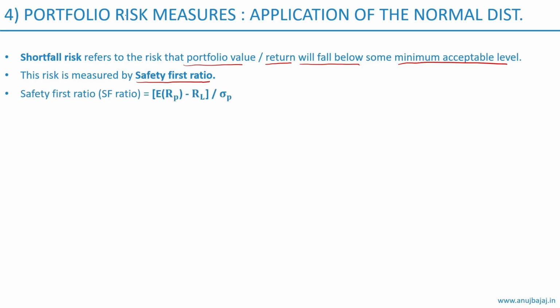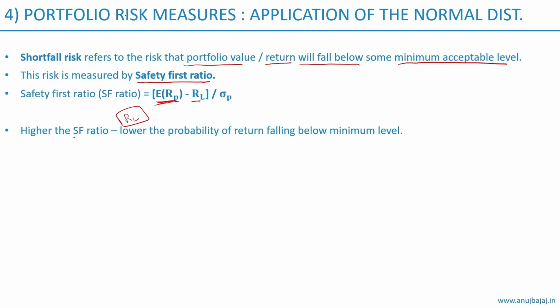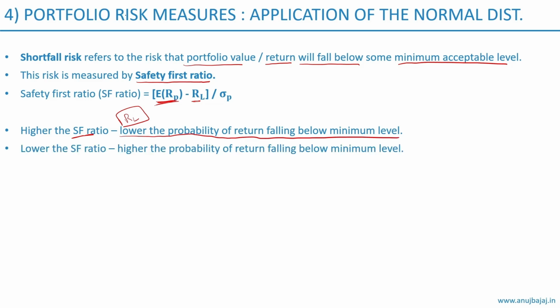The formula of the safety first ratio is the expected return of a portfolio minus the minimum acceptable return, divided by the standard deviation of the portfolio. This is nothing but the number of standard deviations that the minimum acceptable return is away from the mean return of the portfolio. So the higher the safety first ratio, the lower the probability of return falling below the minimum level, and the lower the SF ratio, the higher is the probability of return falling below the minimum level.